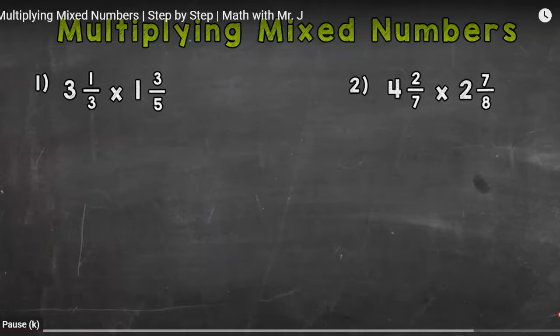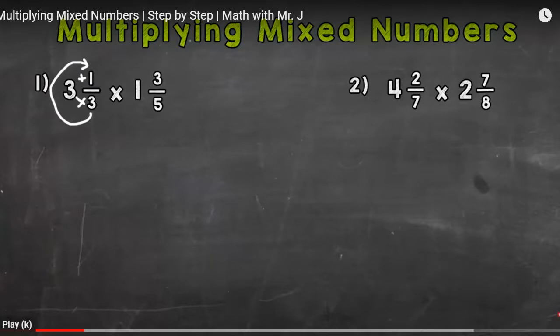And the first thing we need to do when we're multiplying mixed numbers, we need to change both of the mixed numbers to improper fractions. That way we have a numerator and a denominator, and we can multiply straight across. So let's change both these mixed numbers to improper fractions. So I like to think of it as the C method here, where we multiply the denominator by the whole number and then add the numerator.